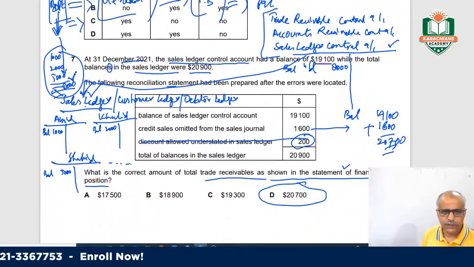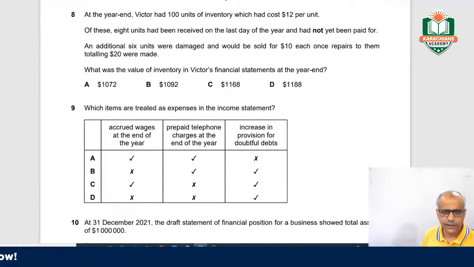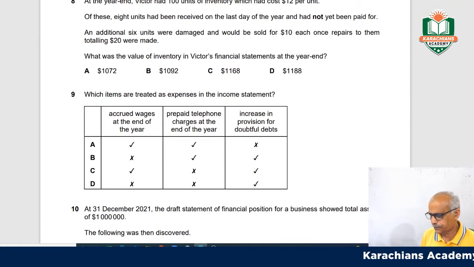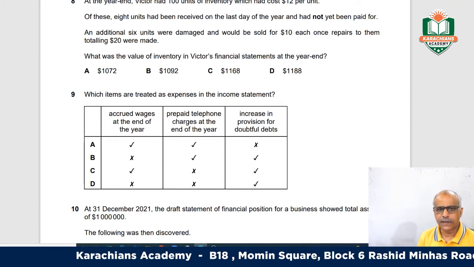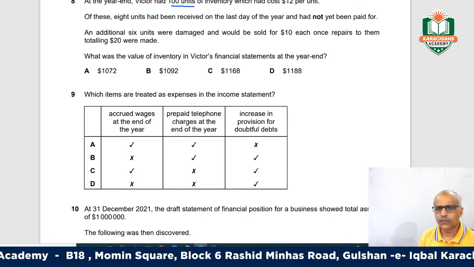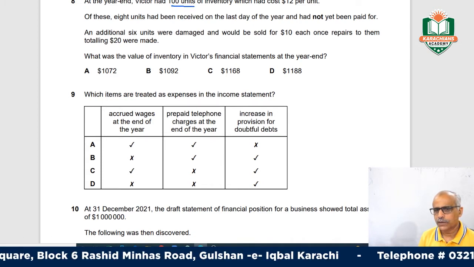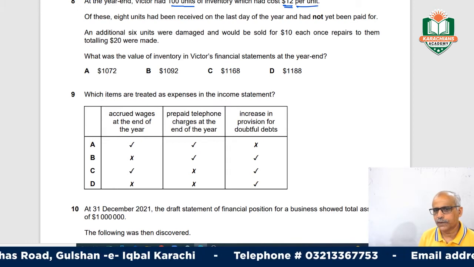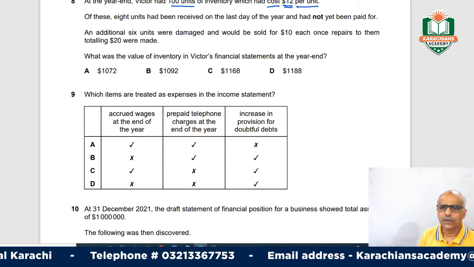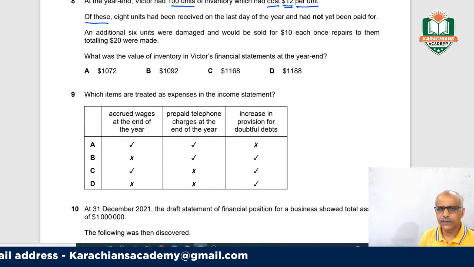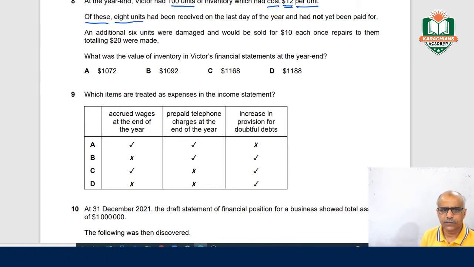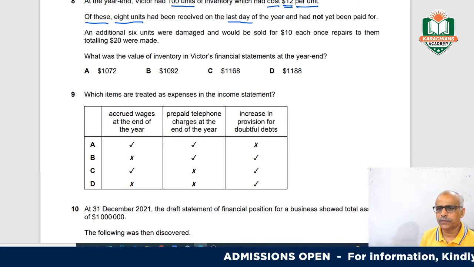So we did this question 7. What is question number 8? At the year end, Victor had 100 units of inventory which had cost $12 per unit. This is cost per unit. Of these, 8 units had been received on the last day, 8 units on last day of the year and had not been paid for.